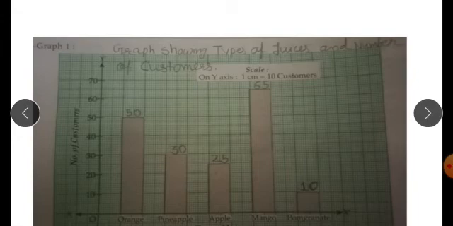And for this given information, you have to draw second graph, in which you have to take scale on y-axis, 1 centimeter is equal to 5 customers. Students, complete this work on time. Draw this graph on graph paper and paste them in your maths copy.